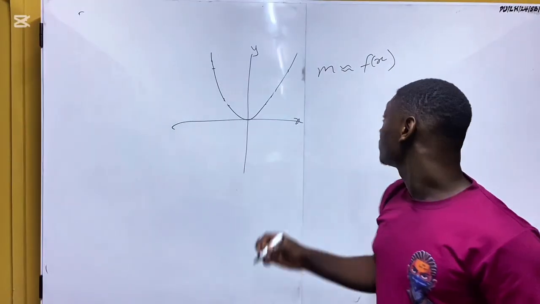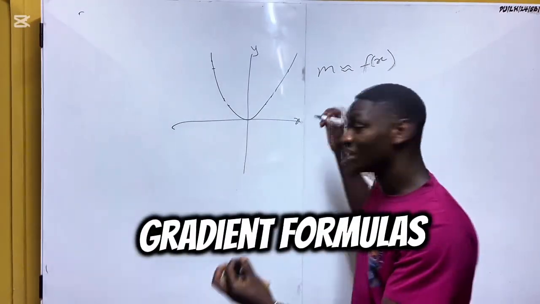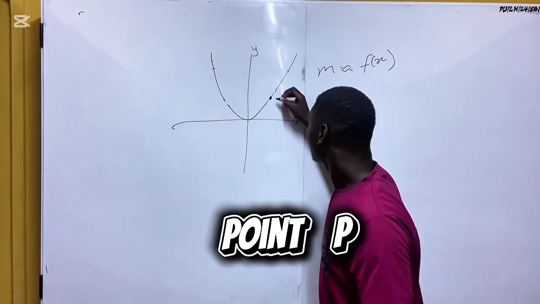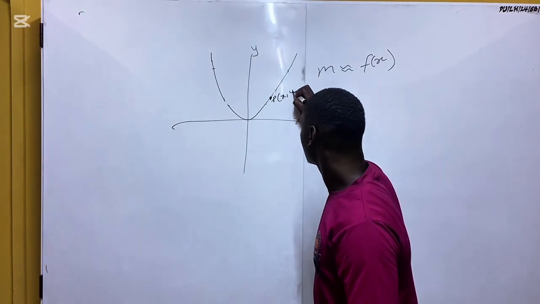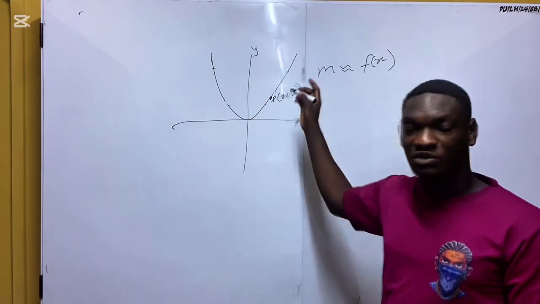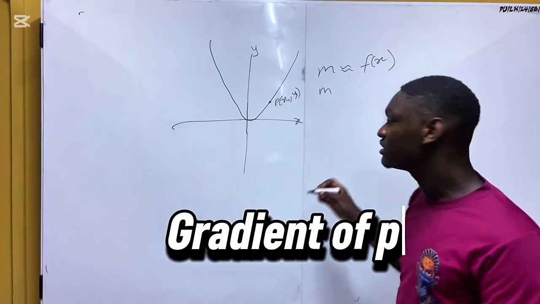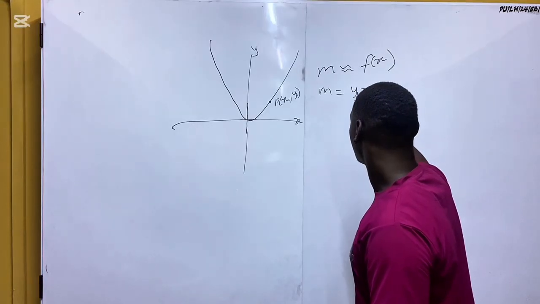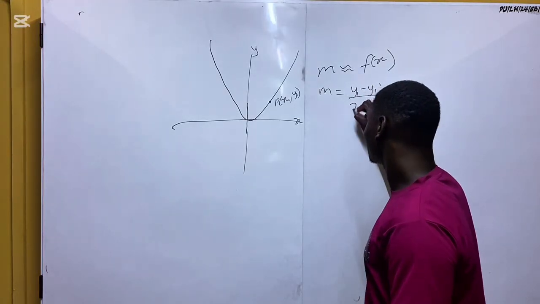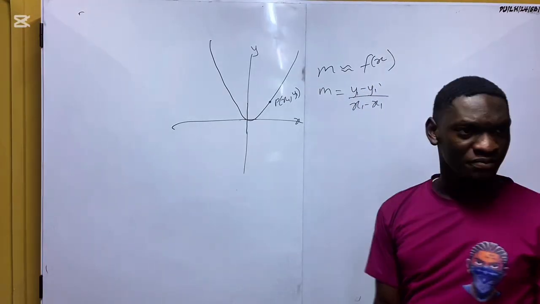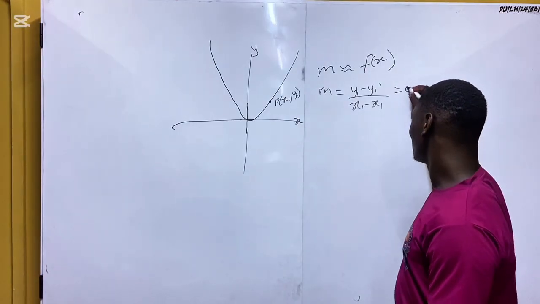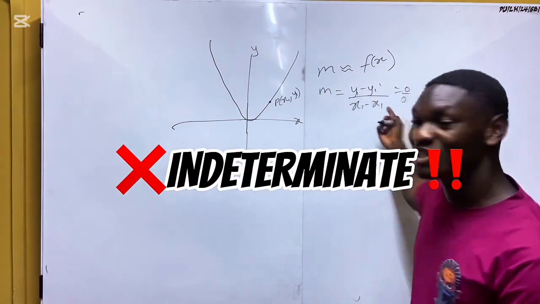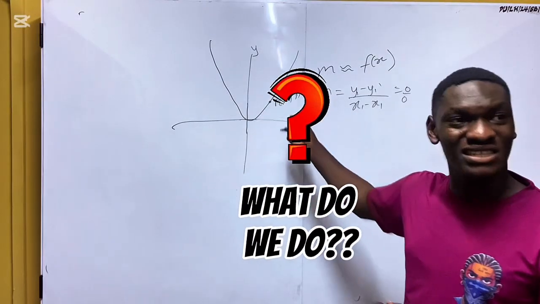Let's try the normal formula for gradient of a line: change in y over change in x. So let's take a point here, say P, x1, y1, and find the gradient at this point. Let's try using the formula. Change in y over change in x. So with the formula, we can say that change in y will be y1 minus y1 over change in x, x1 minus x1. This gives us 0 over 0. This is indeterminate. Mathematically speaking, we can't do this. So what do we do? It means this doesn't work.